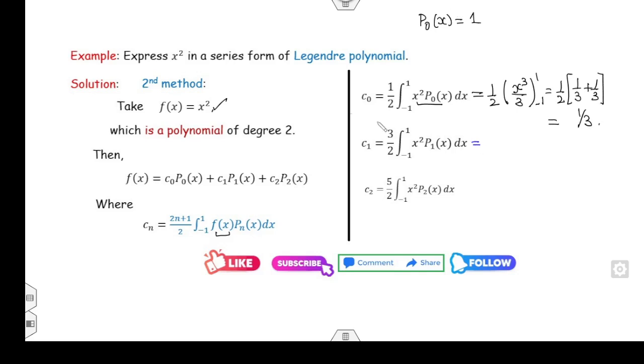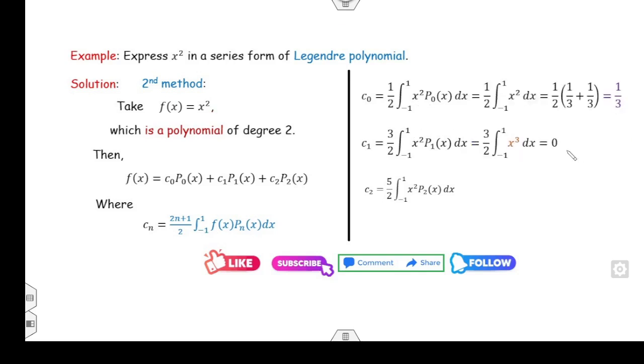Similarly, what is P1(x)? P1(x) is x. So if you multiply them, it's x cube. What is the integration of the x cube? x4 over 4 from 1 to minus 1, and clearly that number will be 0. Fine. So the C0 is 1 by 3. C1 will be 0. Similarly, I can substitute.